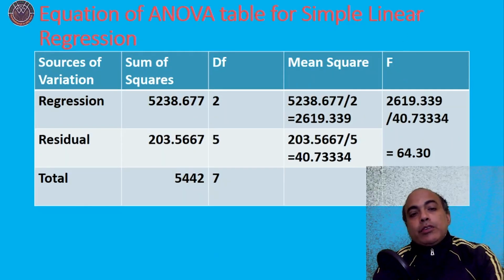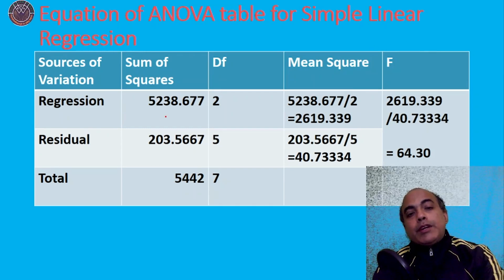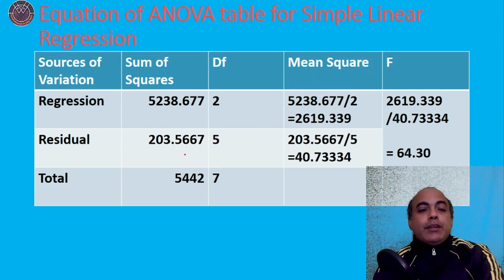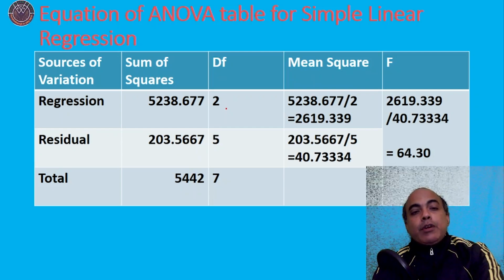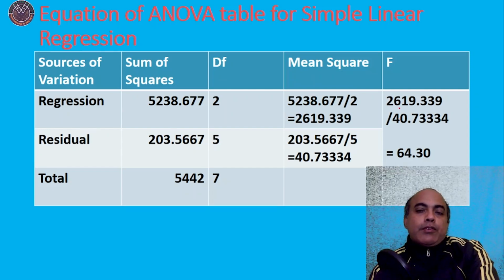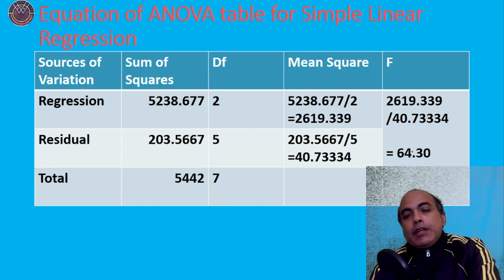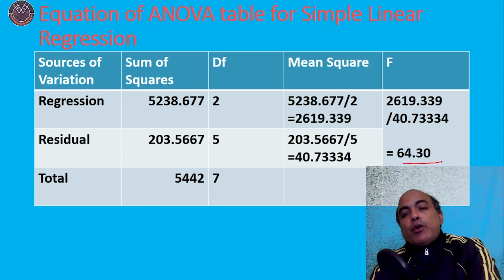Substituting these values, we have obtained the regression sum of square as 5238.677. The residual sum of square is 203.5667. The degrees of freedom are 2 and 5 respectively. The mean square is the sum of square divided by the degrees of freedom. So we have these two mean squares, and once we divide the mean sum of square of regression by the mean sum of square of residual, we get the F value as 64.30.